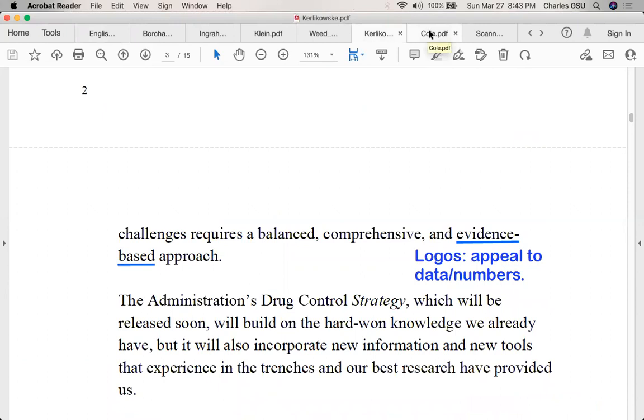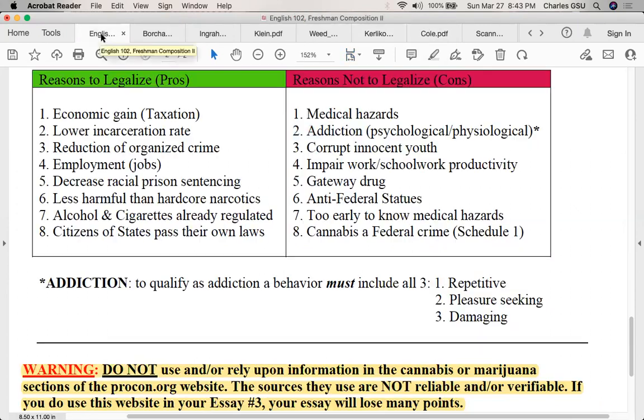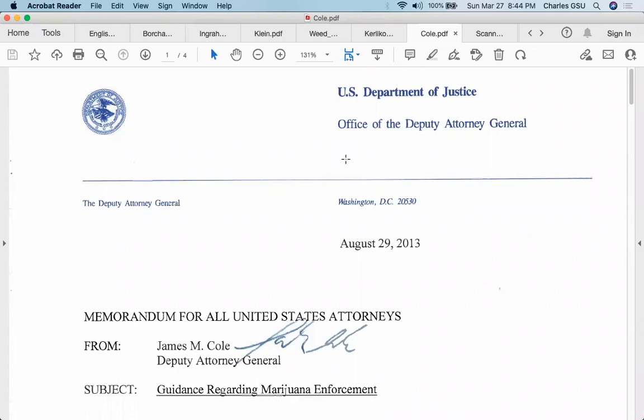Another piece that is a bit complicated, I need to break down for you, is this where it says cannabis is a federal crime and that there are anti-federal statutes or laws against it, which there are. So remember, Obama takes office in 2009 and is in office until January 2017, actually. So here is his deputy attorney general.